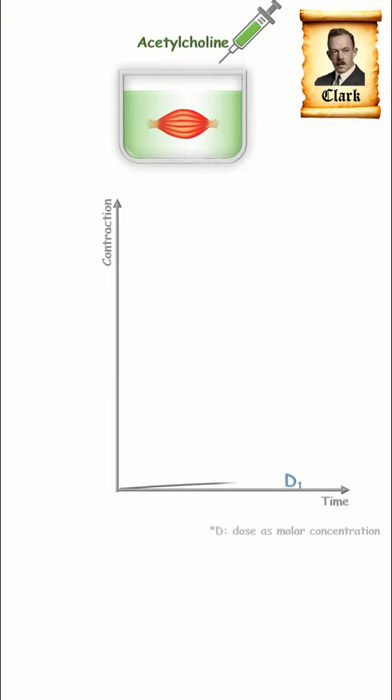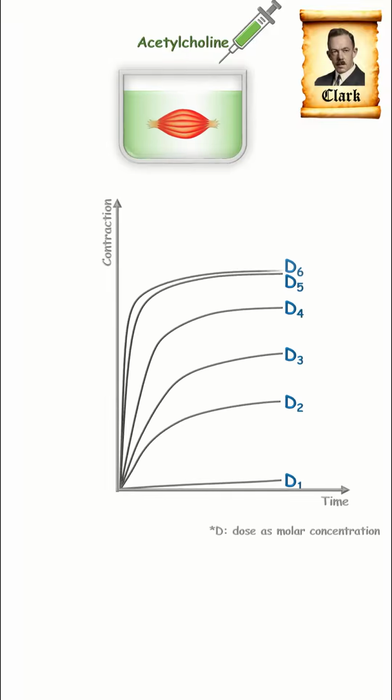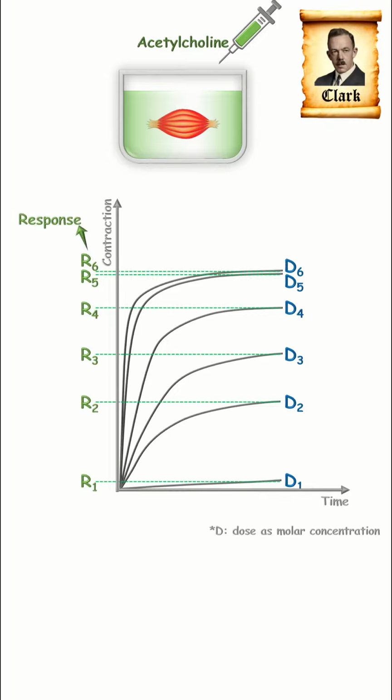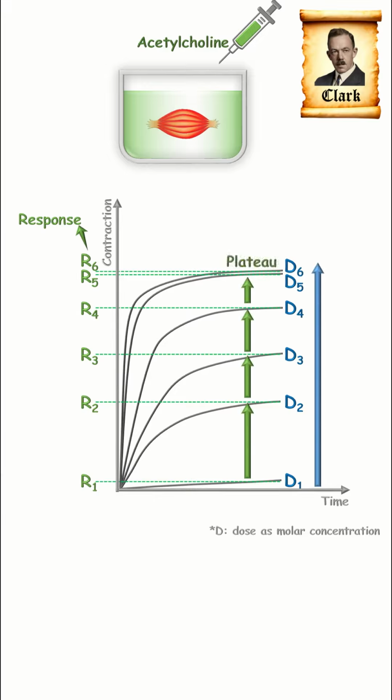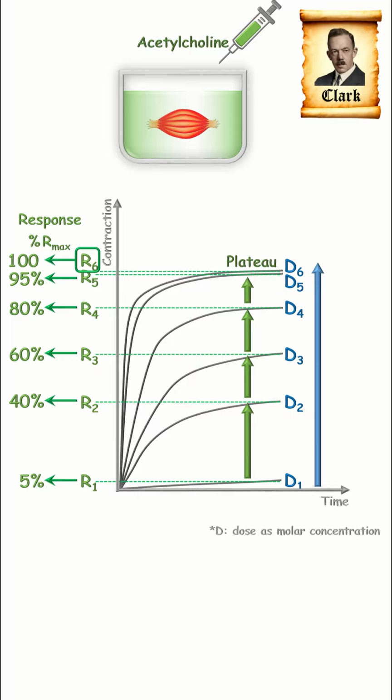He measured the contractions at different doses of the drug, and the peak contraction for each dose was taken as the response. He found that the response increased with increasing concentration but plateaued beyond a certain point. This maximum was defined as 100%, and all other responses were expressed as percentages of this maximum response.